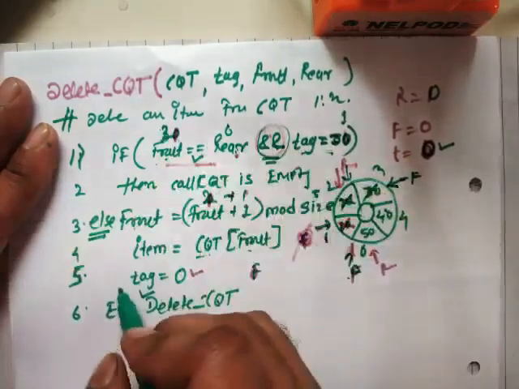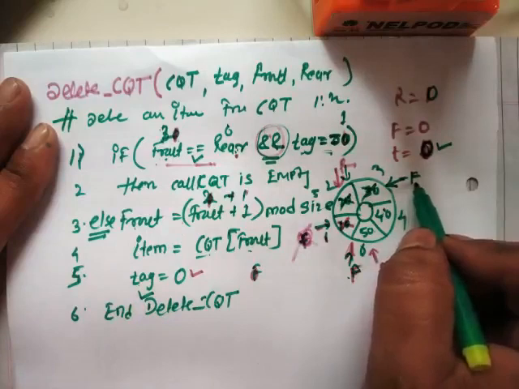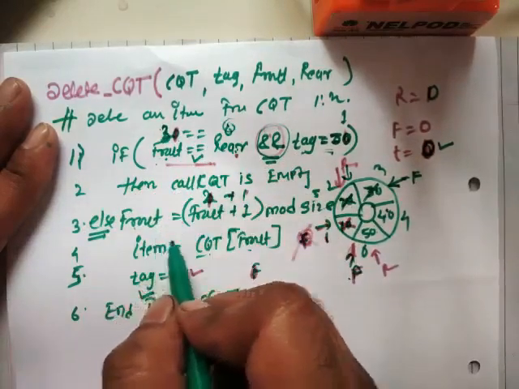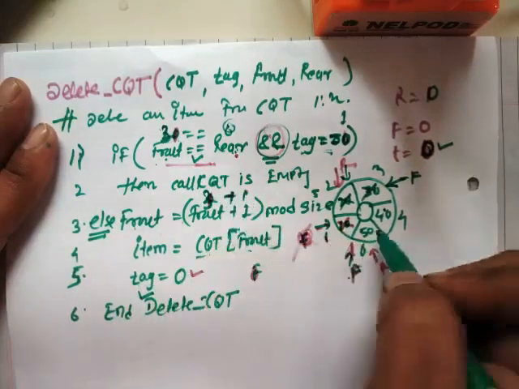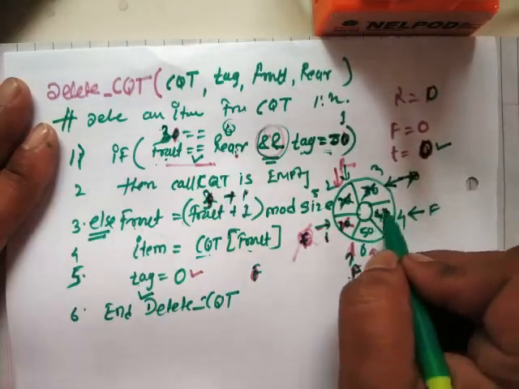Again you are going to delete one more element from here. Now what is the front value? Front is pointing to index 3. 3 is equal to 0, condition false, it will jump to the else part. 3 plus 1, that is 4. 4 modulus of 5. Now front is pointing here. Means this element is deleted.